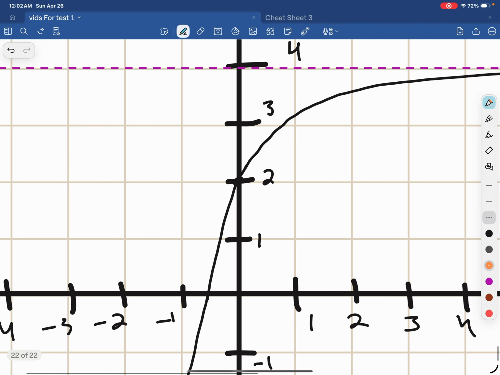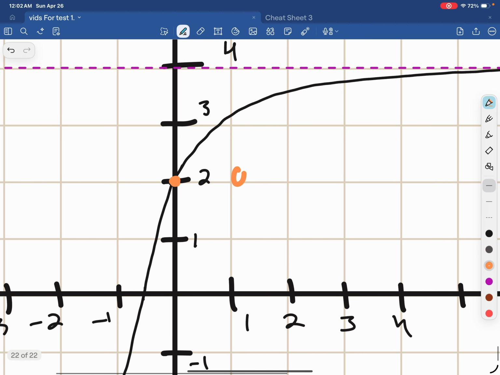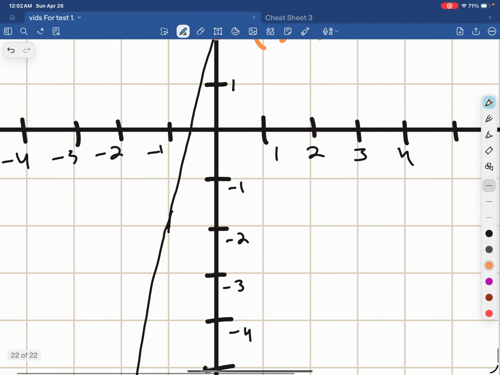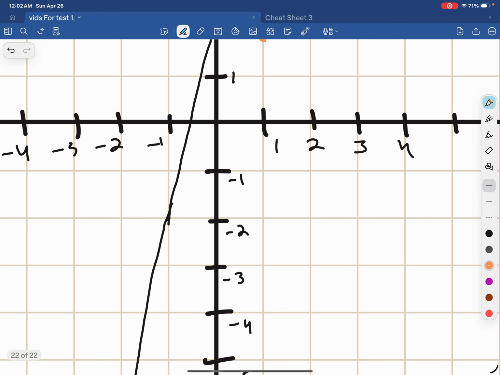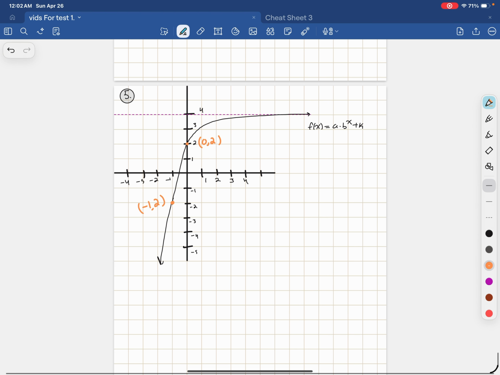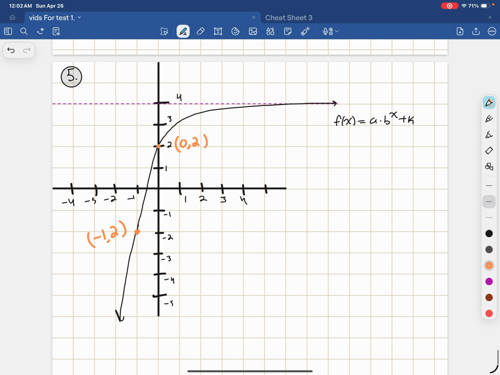Another point that will be super helpful later is going to be the y-intercept at 0, 2. And we want to find an extremely nice point to work with to plug in later on, and we're going to get that at -1, 2. Which will also be very nice to work with. I'm going to shrink back down, and let's start figuring some things out.